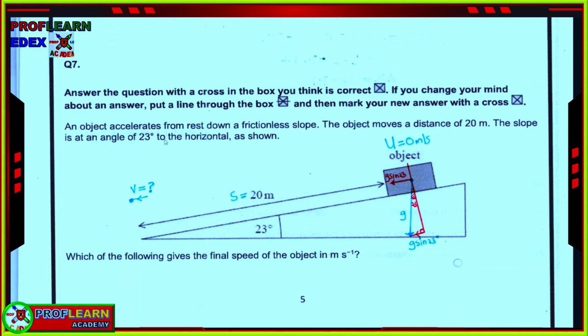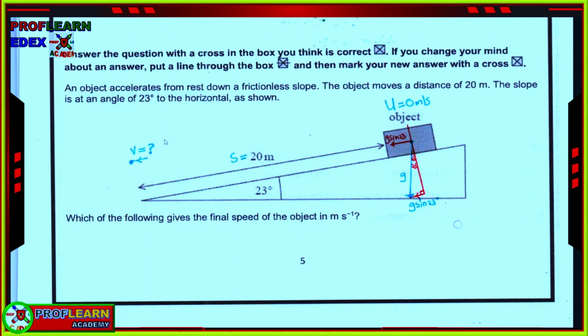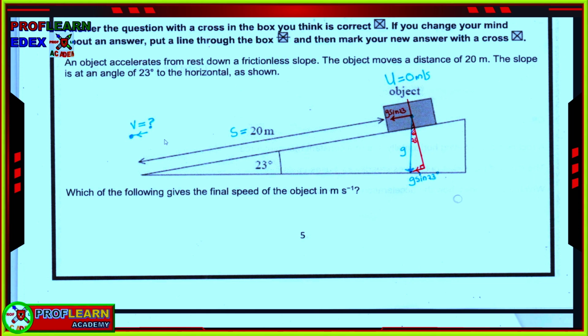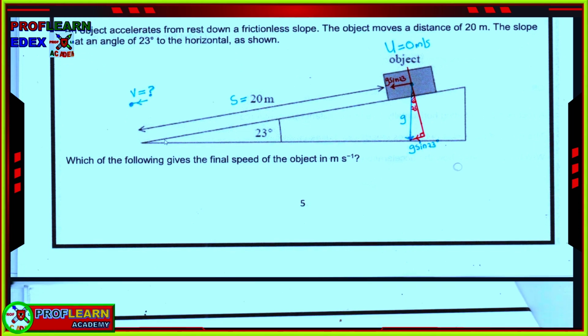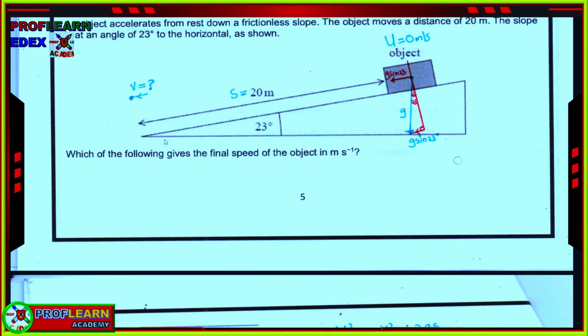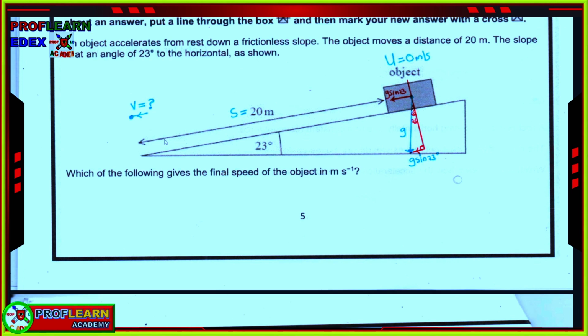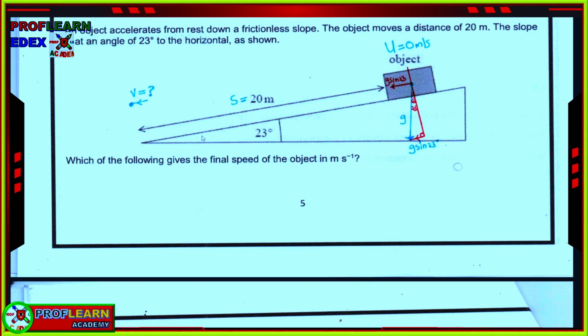Now there's a question to do with motion in an inclined plane. So motion in inclined plane is here. Quite interesting. An object accelerates from rest down a frictionless slope. The object moves a distance of 20 meters, and the slope is at an angle of 23 degrees to the horizontal as shown. So something that we ought to remember, if this angle is 23 degrees, then it means that this angle is also 23 degrees.